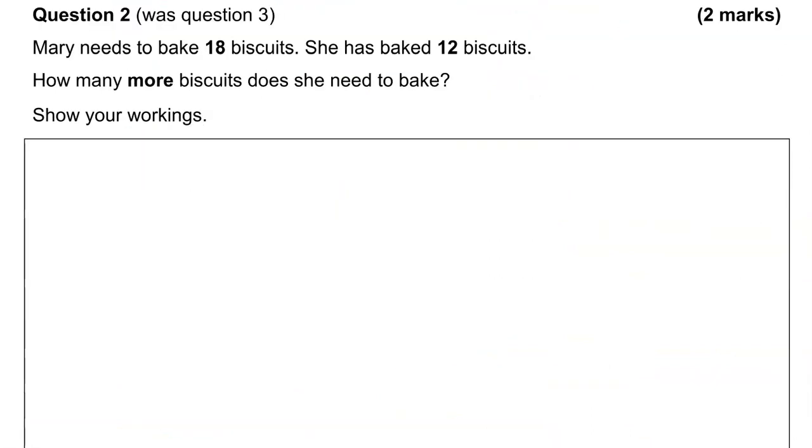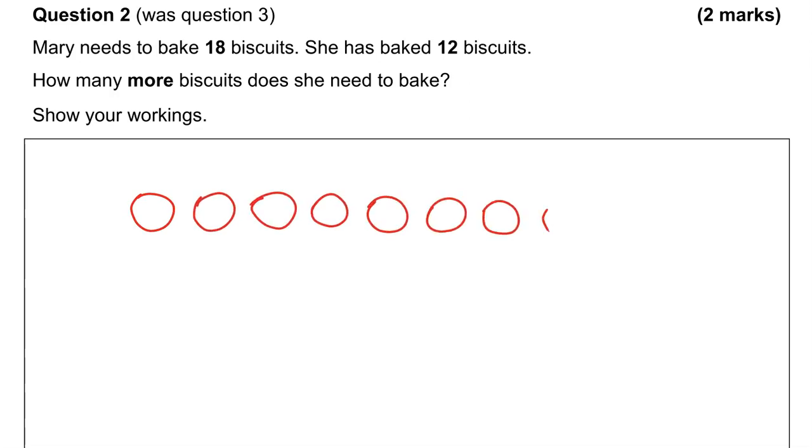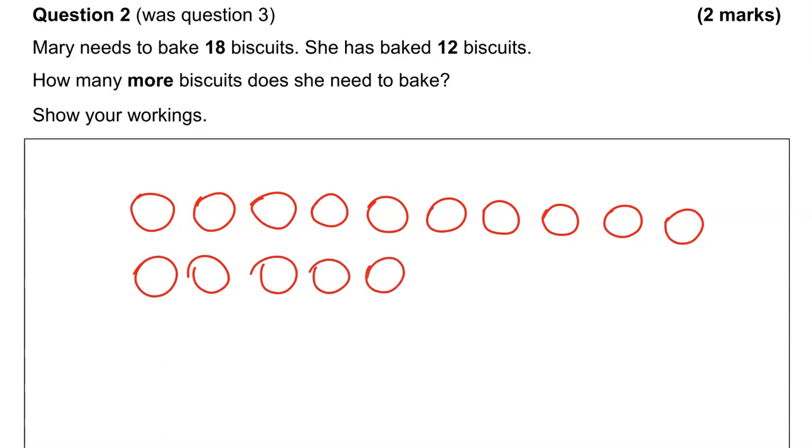Mary needs to bake 18 biscuits. She has baked 12 biscuits. How many more biscuits does she need to bake? Show your workings. So 1, 2, 3, 4, 5, 6, 7, 8, 9, 10, 11, 12, 13, 14, 15, 16, 17, 18. That's how many she needs to bake in total.